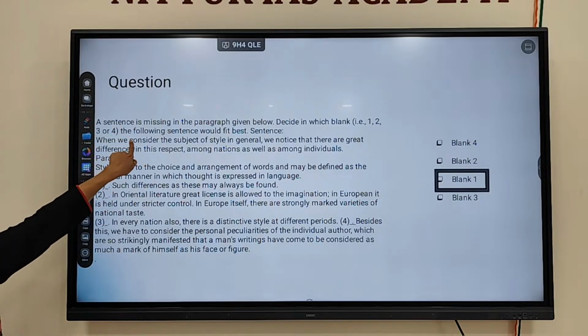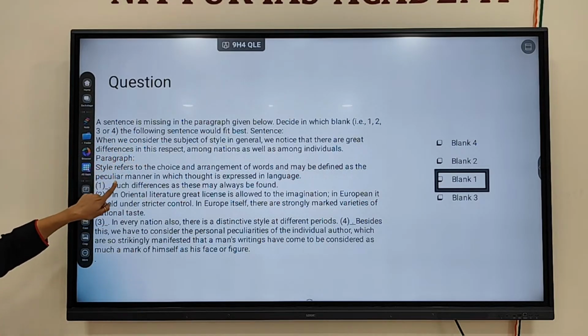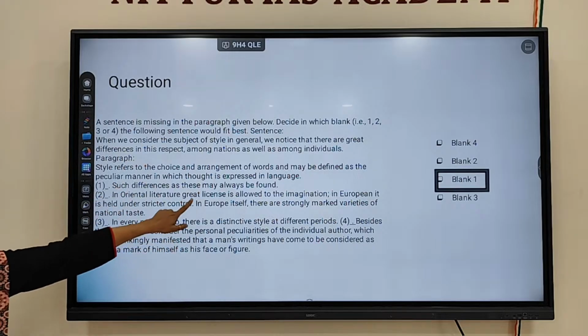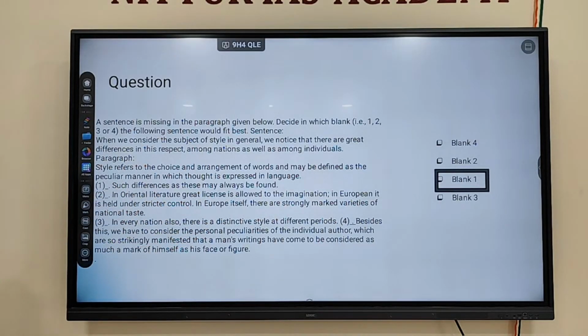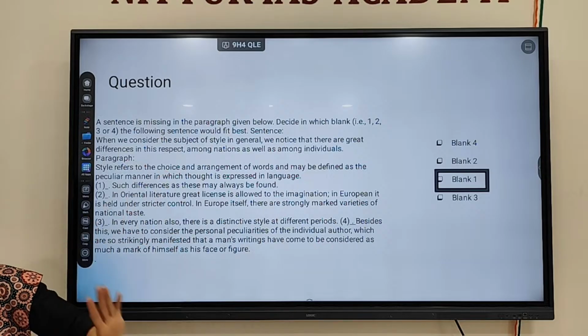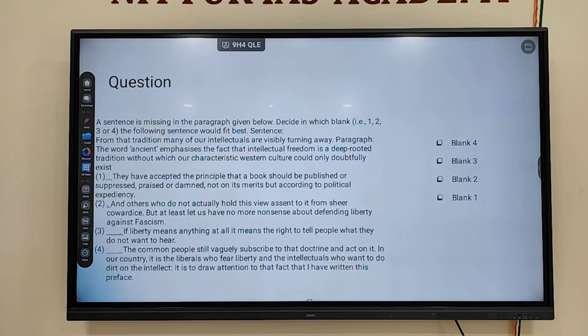Already we told style, we told about the nation, we are telling about style. Again, why do you want to bring a different nation as an example? That's not required. We need to stick to the point and make it meaningful. A sentence is missing in the paragraph given below. Decide which blank fits best.